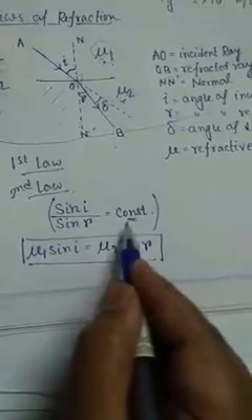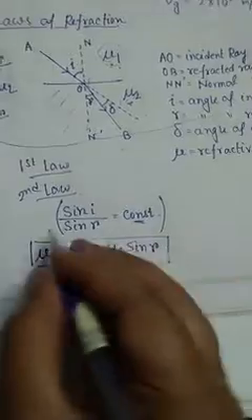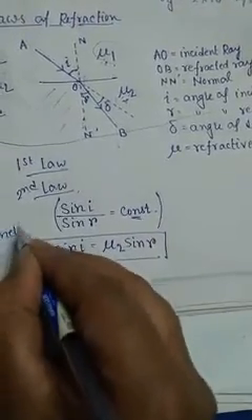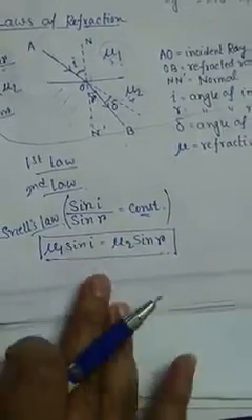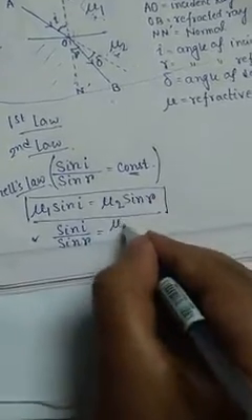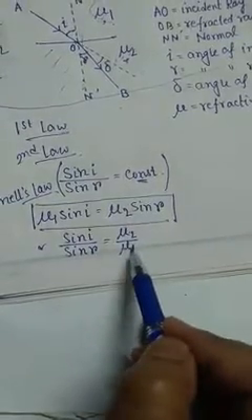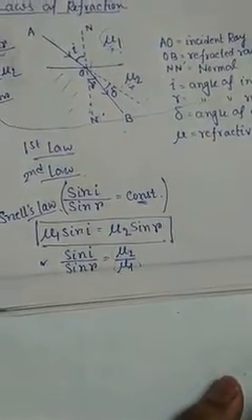This constant has some value, I shall show you from here. Okay, and this is second law, and it has another name, that is Snell's law, and this is the general form of Snell's law. So how to write my sin I sin R form? So I can write from here sin I by sin r, that is equal to mu2 by mu1. As I have told you, this constant is mu2 by mu1, that means refractive index of medium 2 with respect to medium 1. So this is the refractive index.